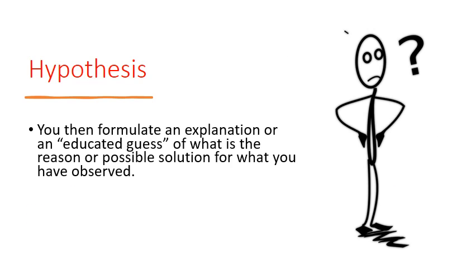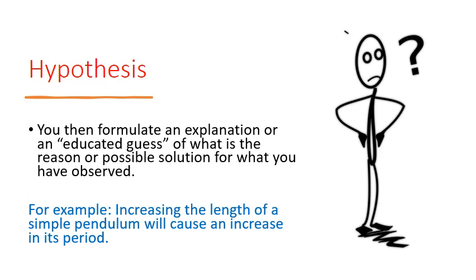Then you're going to formulate your hypothesis. This is an explanation, or what we would like to call an educated guess of what is the reason or a possible solution for what you have observed. Now, this is based on background information, so of course you would do some research to find out what others have to say about how the length of the pendulum affects its period. So, our hypothesis could be increasing the length of a simple pendulum will cause an increase in its period.